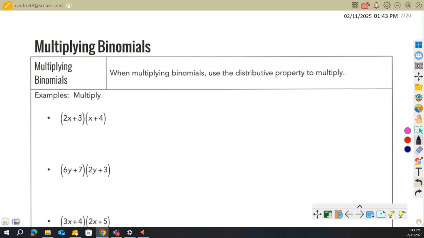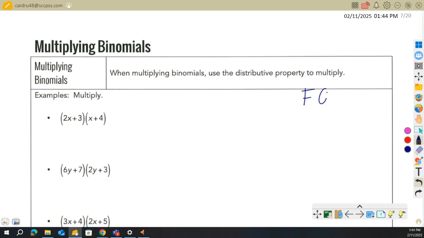All right, so today we are looking at multiplying binomials a little bit more. Well, multiplying polynomials, and specifically we're going to start with multiplying binomials. The way we multiply binomials is just by using the distributive property. There's one of two ways you can think of it. There's an acronym that we use.